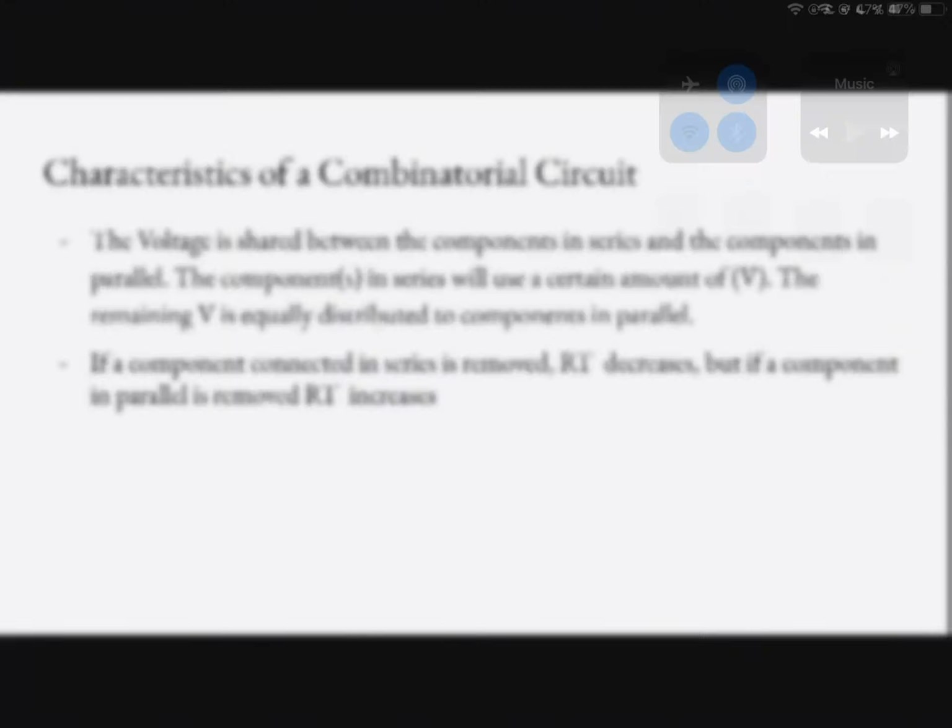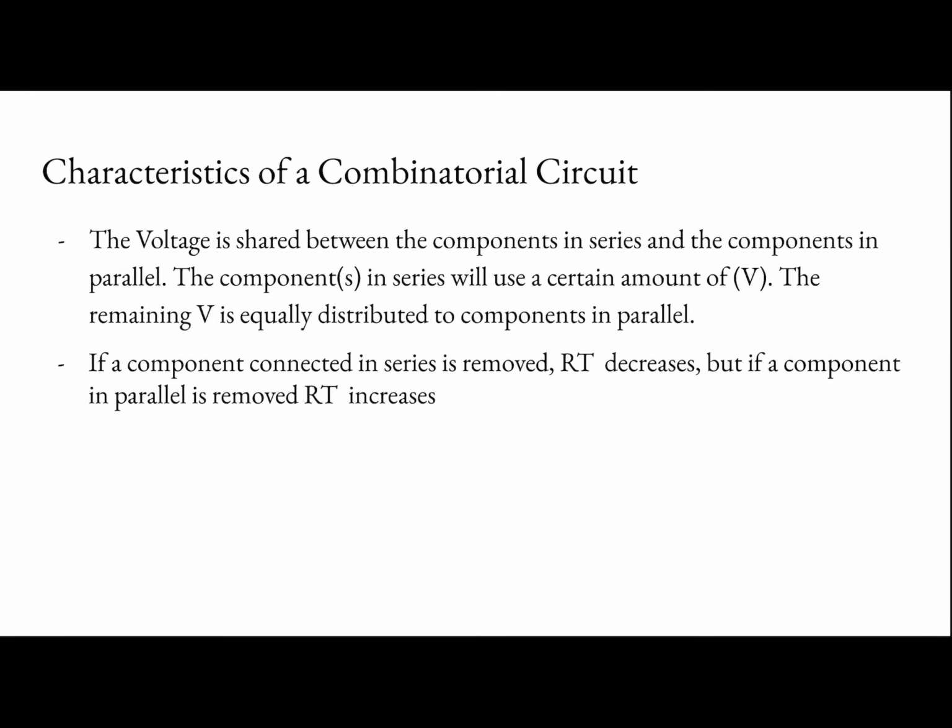If a component connected in series is removed, the total resistance decreases, but if a component in parallel is removed, RT increases. Basically, coming back to what I was saying, for a component in series, there's a bodyguard standing in front of it. If I remove that, then the total resistance decreases because in the series circuit, R total equals R1 plus R2 plus R3. But if a parallel component is removed, that's basically saying that there's one less checkout. So therefore, once again, the RT would increase.